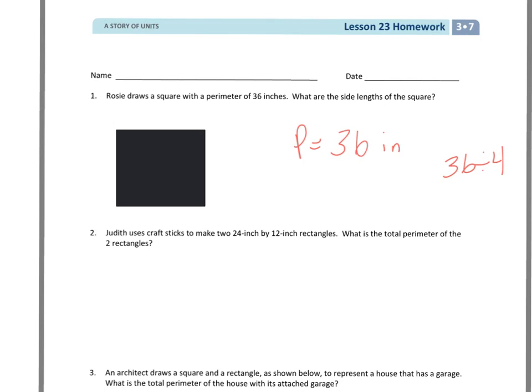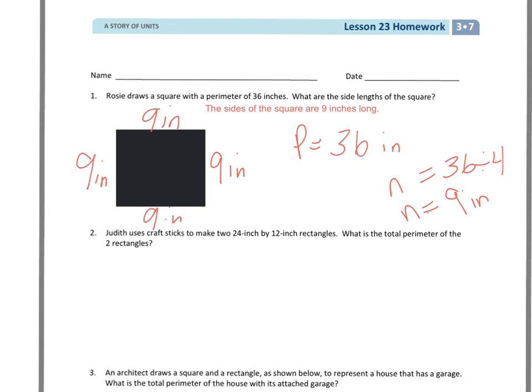What that's going to do is give me one side length, and if I know one side length, I know them all. And I'm going to put n there to equal my number, and I'm going to get 9 inches. So each of these sides is 9 inches long. And there's my answer statement there to show it. Let's take a look at 2.